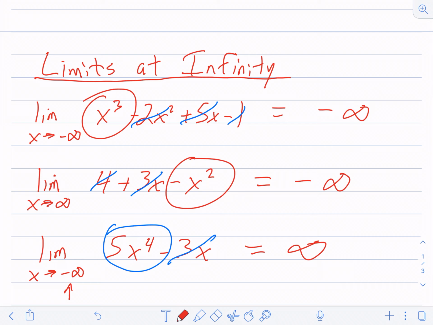So again, looking at the first term and then looking at the exponent, whether it's even or odd, and then whether I'm approaching negative or positive infinity, to see where I'm going to go. And those are my limits at infinity.